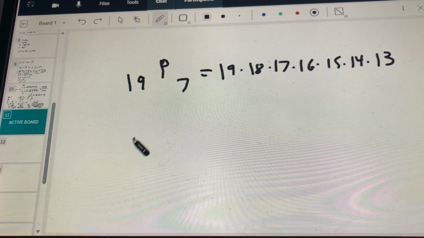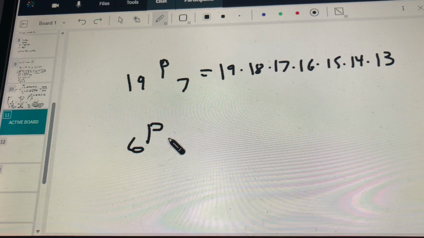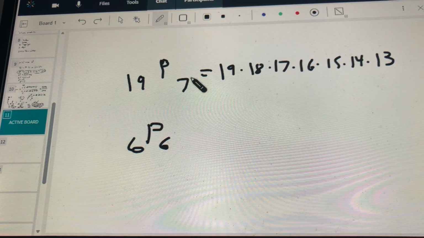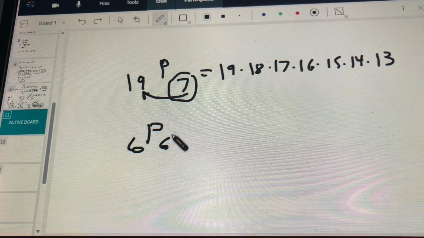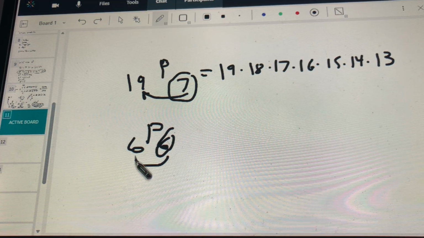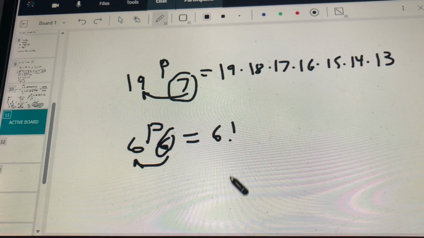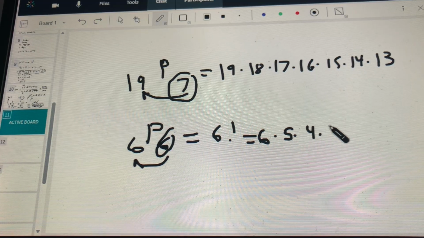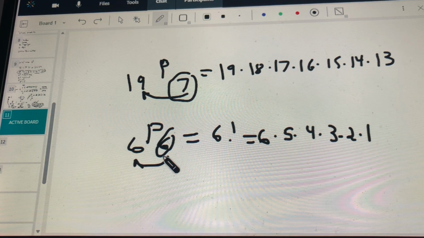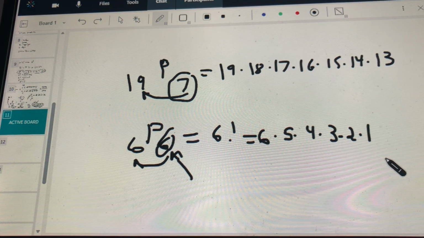But it turns out if you do 6 permutation 6, so this is how many you're choosing out of a total. You can choose 7 people out of a total of 19 to do different things. Or you can choose 6 people out of 6 to do the jobs. You can choose all 6 of them if you want to. It turns out that's 6 factorial. Because you would start at 6 and decrease by 1 until you have 6 numbers, which would take you all the way down to 1, and then you have all 6 of them.